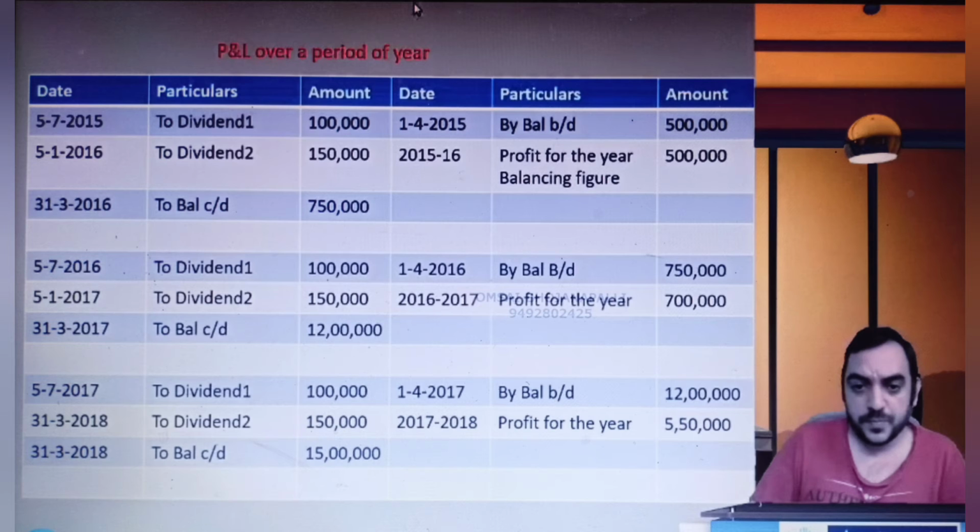Okay, so what will be the balancing figure for the year 2016-17? Profit for the year. Again, balancing figure. Seven lakh, is it? 7 lakh profit as the balancing figure.